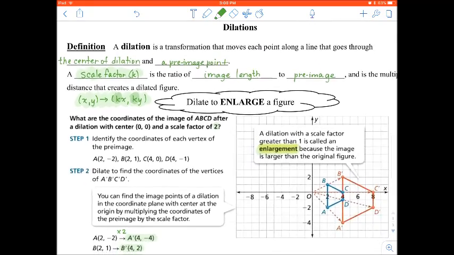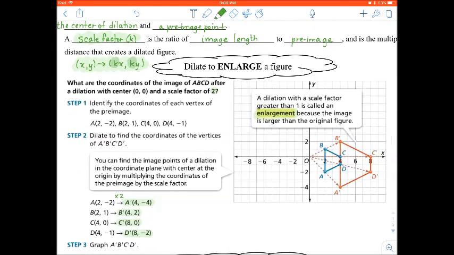If you look at the first example here, we are talking about enlarging a figure. And so it says, what are the coordinates of the image of ABCD after a dilation with center 0, 0 and scale factor 2? So if you notice in step 1, ABCD has coordinates written down that match the graph of ABCD. And then it says that you can find the image points by multiplying the coordinates by the scale factor. And so that's exactly what I'd like for you to fill into the notes. If A is at 2, negative 2, multiply each of those coordinates by 2, and you get what's highlighted here. A prime is 4, negative 4.